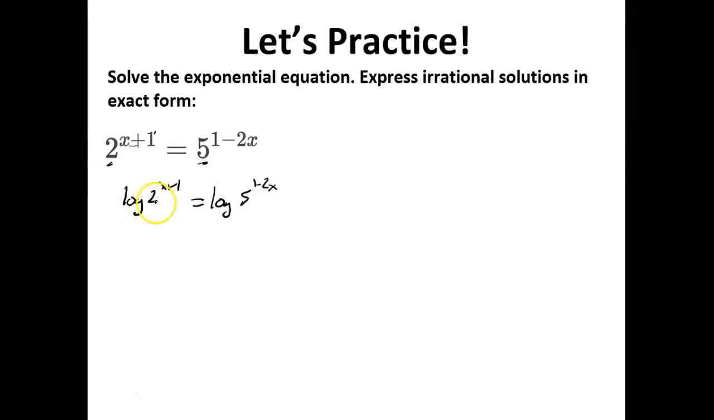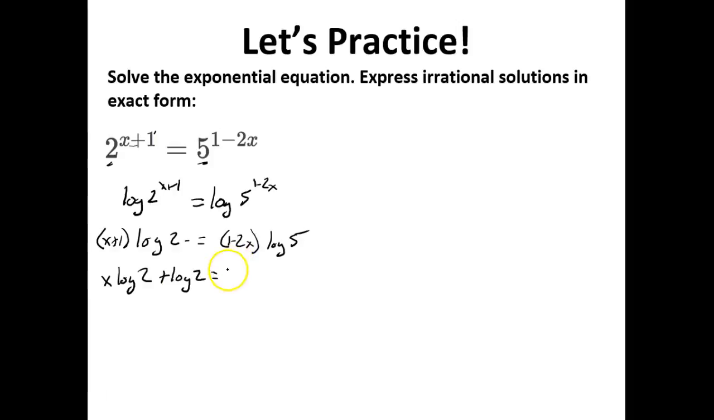For these two logs, what's nice about logarithms is the property that this exponent can come down in front. So when that exponent comes down in front, the x plus 1 times log of 2 is going to equal the 1 minus 2x times log of 5. Well, how does this help us? Now we can distribute the log into both of them. So we're going to have x log of 2 plus 1 times log of 2, which is just log of 2, is equal to 1 times log of 5, which is just log of 5, minus 2x log of 5.